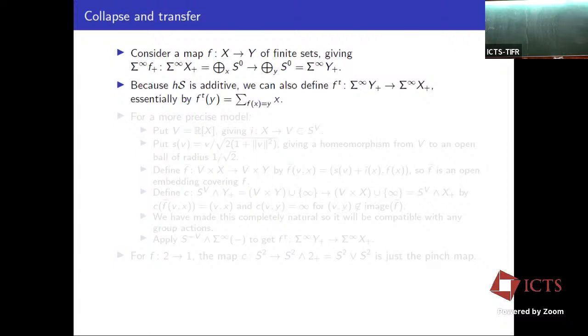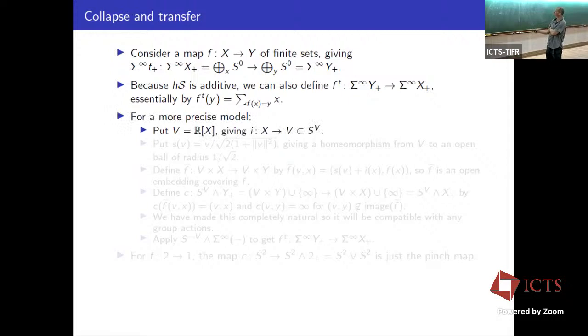Now HS is additive, so I could also define a map the opposite way. Essentially, the image of a point y here is just the sum of the pre-images. So I could say it this way, but it's useful to have a more precise, more geometric model of this, which will connect with the traditional formulation in terms of transfer. So I'm going to do it this way.